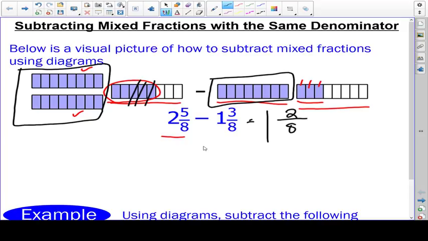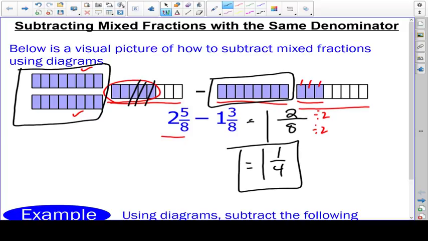With all fractions, we must try to simplify. So if we are going to try and simplify this, we're going to try and think of a number that we can divide into both 2 and 8. That number is 2. So when we divide both top and bottom by 2, we get 1 and 1/4. So that's the answer when we're subtracting 1 and 3/8 from 2 and 5/8. Okay?